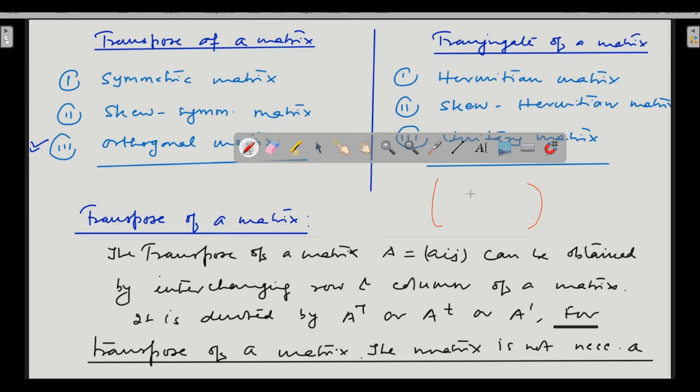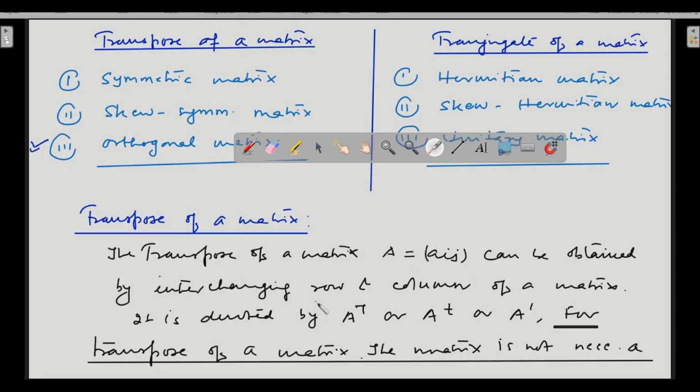For example, this is a matrix, this is the first row, this is the second row. In the transpose, the first row will become the first column and the second row will become the second column. That is the meaning of transpose. I will show you with the help of an example.